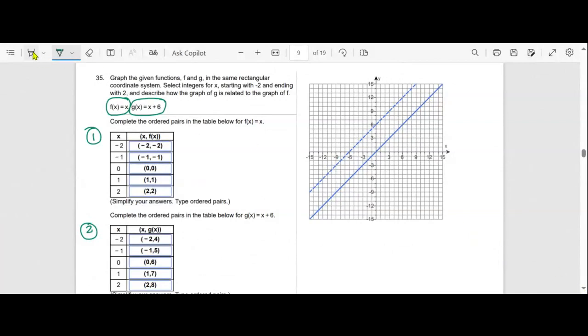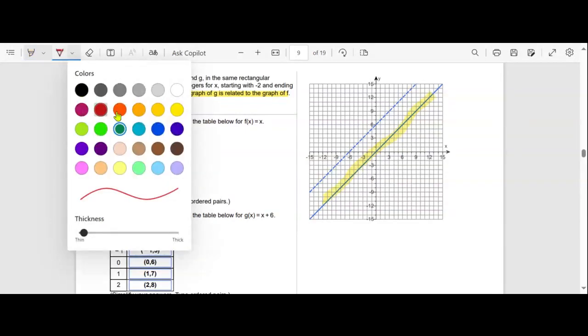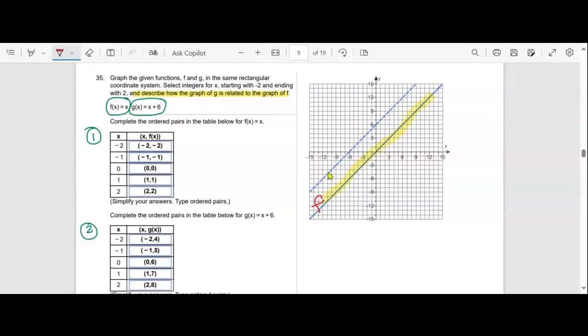Okay, and it's telling you to describe what happened to the graph of g related to f. So which one is g? I think this one is g, right? Well, this is f. And which one is g? The one on the top. So what happened here? Let's count. We start from the 0 and we go up 1, 2, 3, 4, 5, 6. So how many units up? 6.